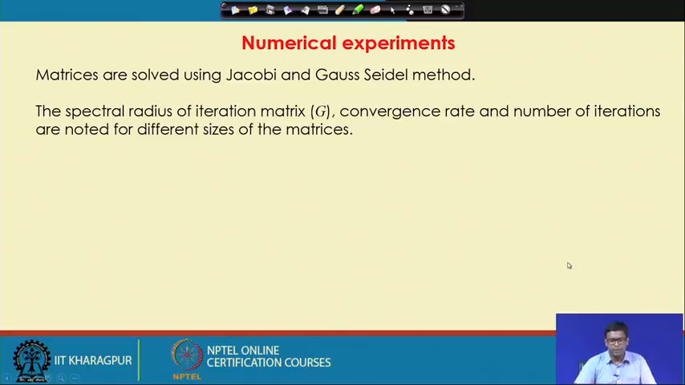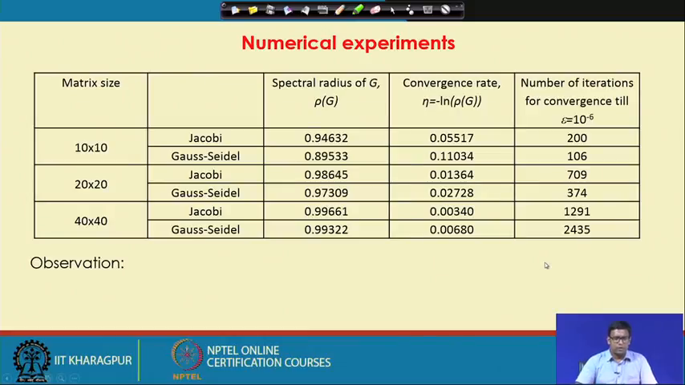The spectral radius of matrix G is computed, the convergence rate is minus the logarithm of the spectral radius, and the number of iterations is noted for different sizes of the matrices. So, for the 10 by 10 matrix, for Jacobi iteration the spectral radius is 0.94632. For Gauss-Seidel the spectral radius is 0.89533. So, for Gauss-Seidel the spectral radius is smaller. The convergence rate is 0.05517 for Jacobi, and for Gauss-Seidel it is 0.11034.